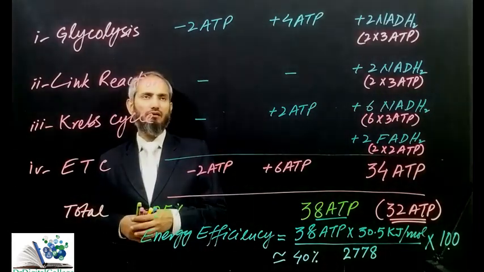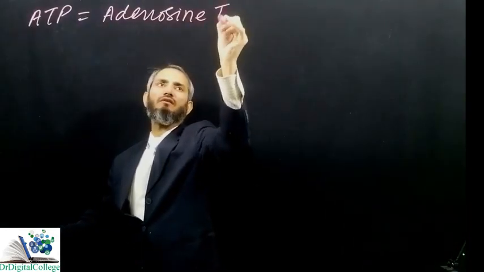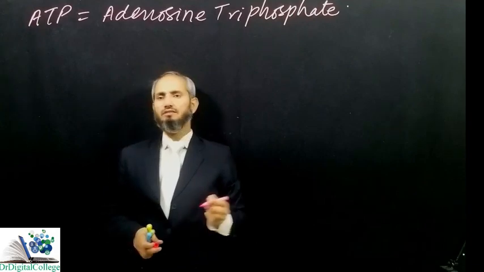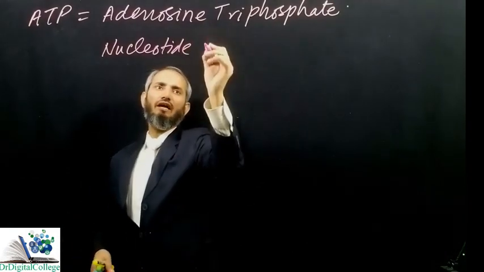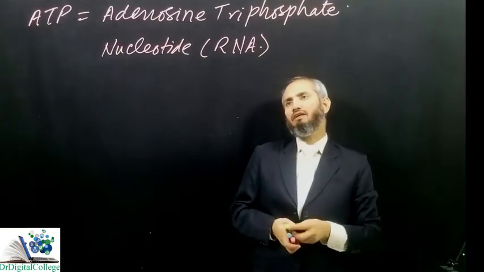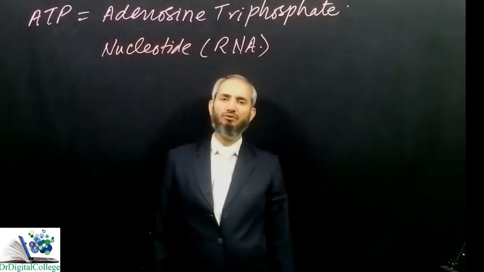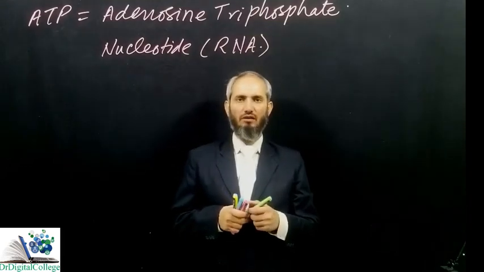Now let's see what is the structure of ATP molecule. ATP stands for adenosine triphosphate. Okay, and this is one of the nucleotides, and this nucleotide is RNA type nucleotide. What does it mean, this is RNA type nucleotide? This has ribose sugar in it, and as from its name it's clear that it is adenosine, meaning the nitrogenous base attached in it is adenine. So let's see what's its structure.